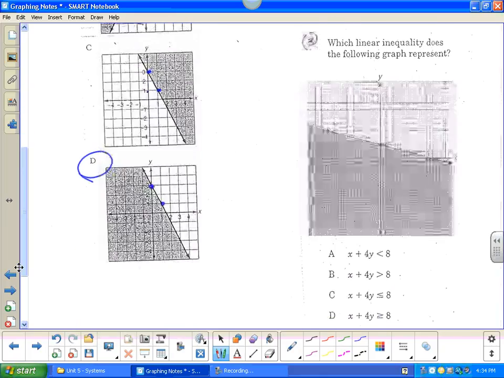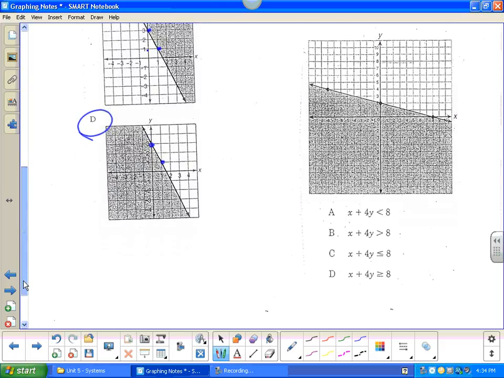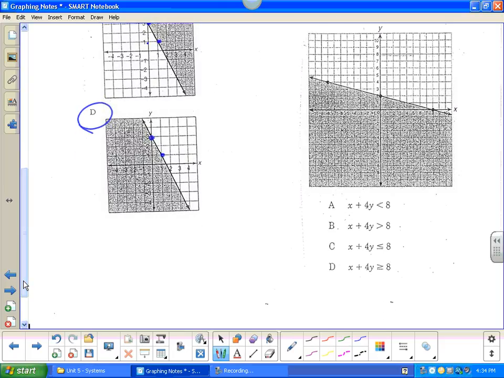Number 3, which linear inequality does the following graph represent? Well, none of these are solved for y, so a lot of students get really discouraged and they'll just guess. But if you look really carefully, the difference between A and B and C and D is A and B should be a dotted line and C and D should be a solid line. Well, which one do we want? We want a solid line. So A and B are out. So now I've got it down to two inequalities. So just take the first one. Divide by 4.